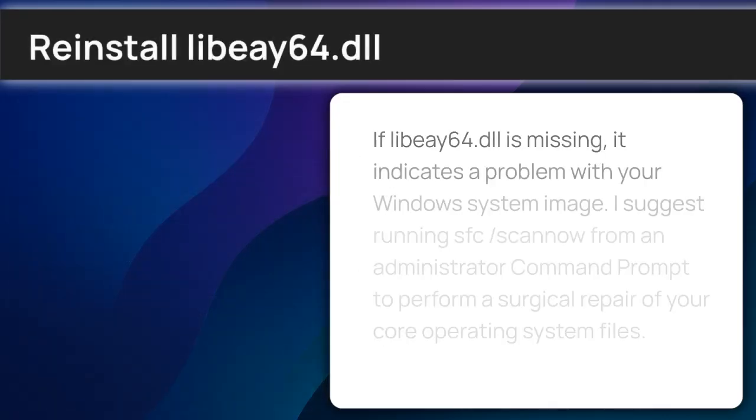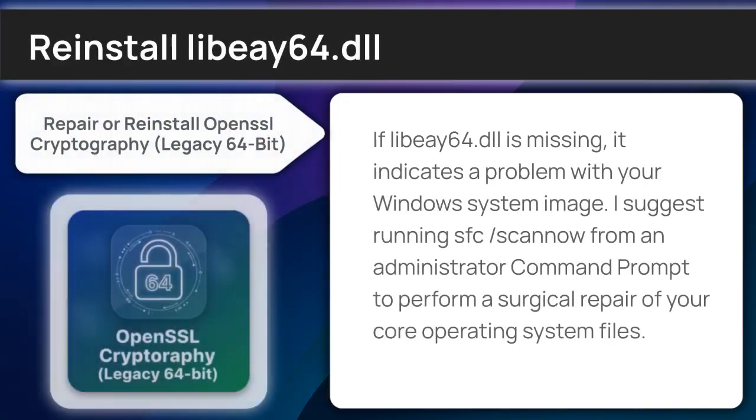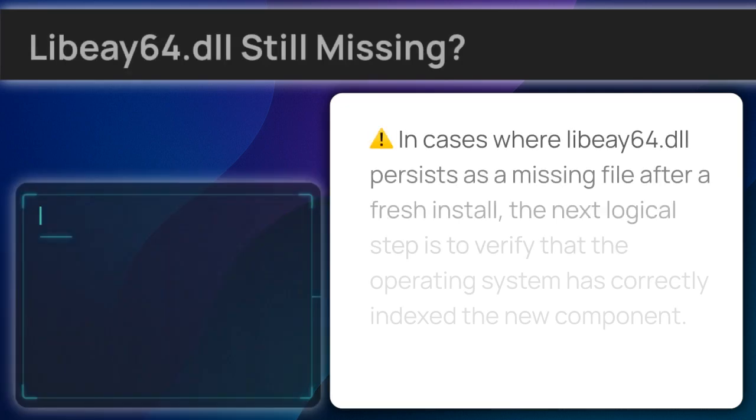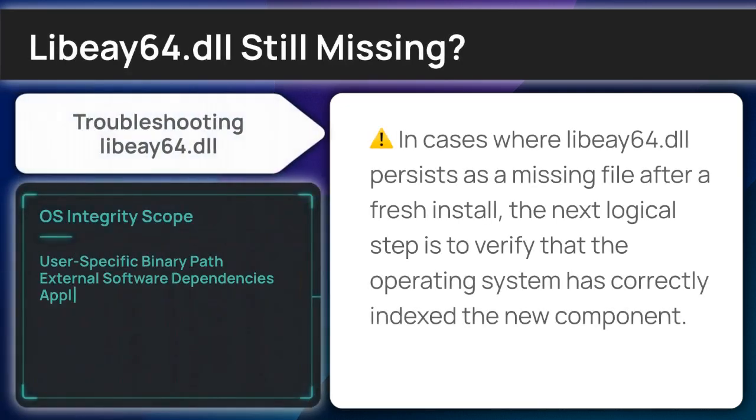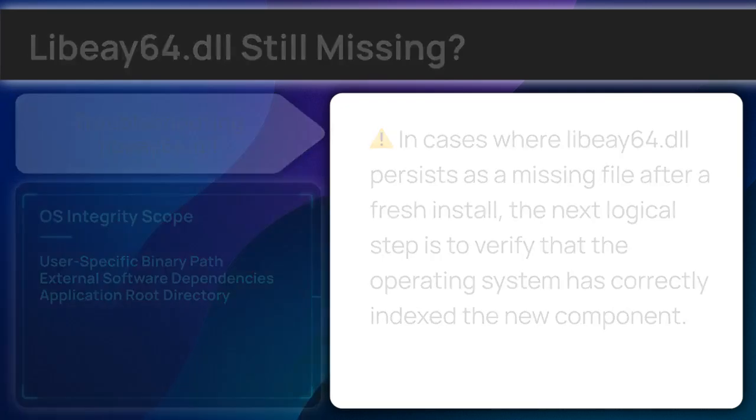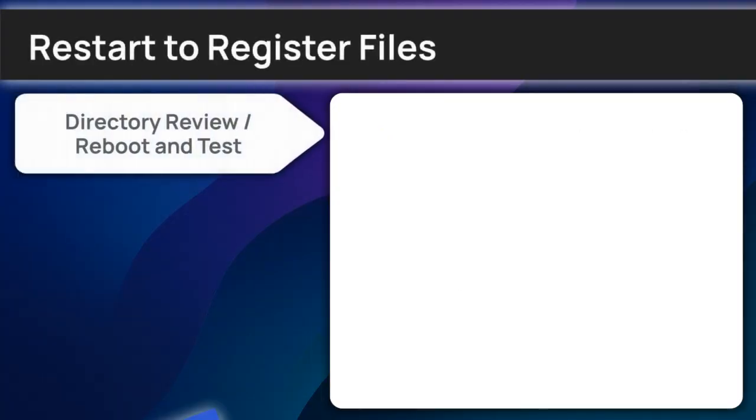If OpenSSL Library 64.dll is missing, it indicates a problem with your Windows system image. I suggest running sfc /scannow from an administrator command prompt to perform a surgical repair of your core operating system files. If the installer was unable to bridge the gap, we will move to phase 2 of our diagnostic to refresh the system's memory. A quick reboot can determine if the error is transient.